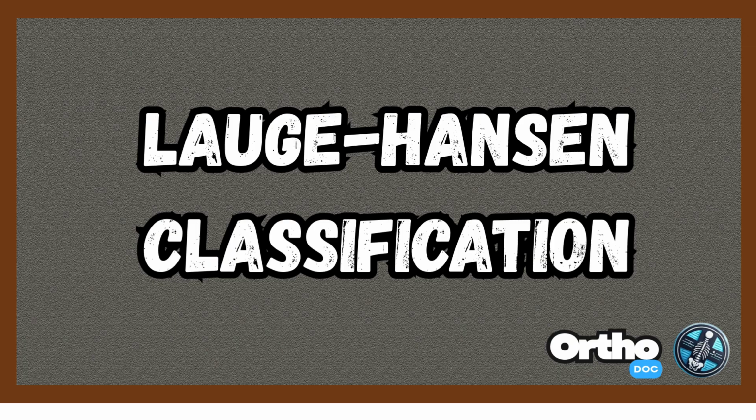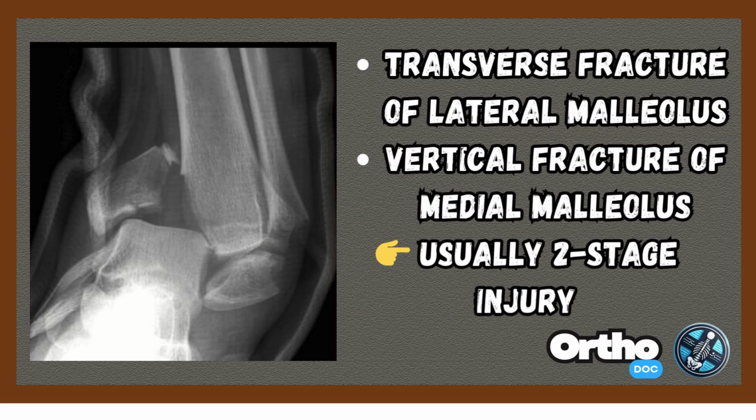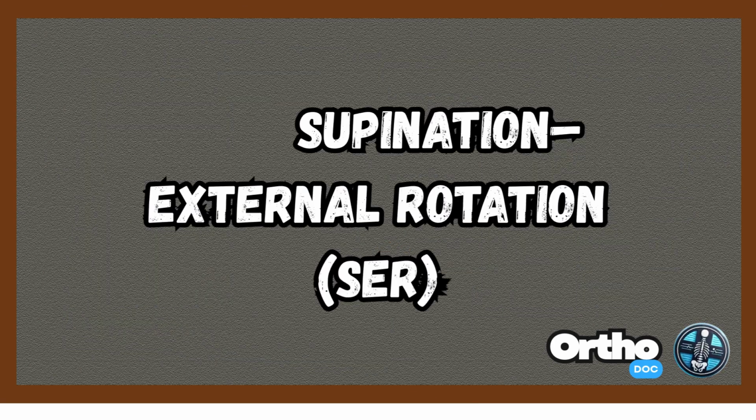Now let's talk about the classification. Number 1 is supination adduction. In this type, there is transverse fracture of lateral malleolus and a vertical fracture of medial malleolus. Usually a two-stage injury. Number 2 is supination, external rotation.